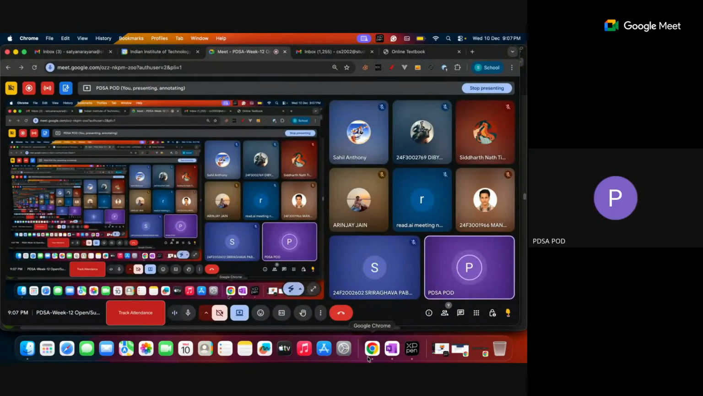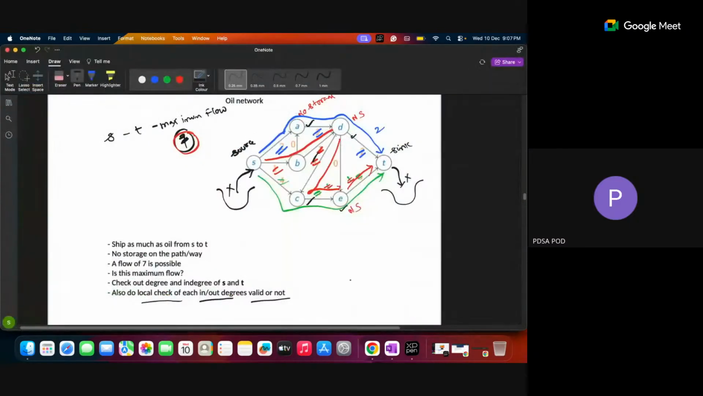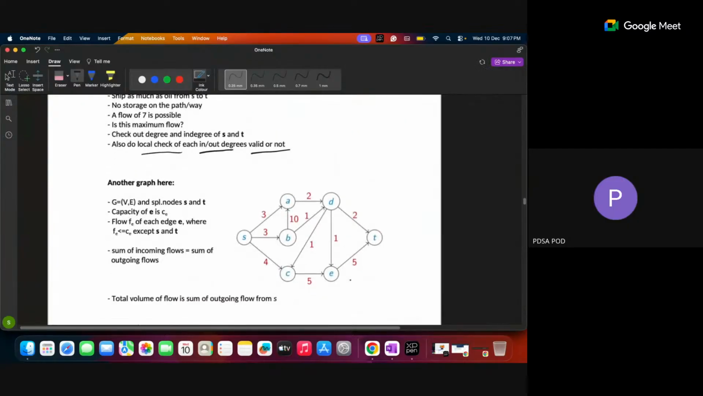If it is clear, we'll go to the next graph, where you cannot estimate directly. This is that one. Based on the incoming and outgoing flow, the outgoing flow of S and the incoming flow of T, we cannot justify that this is the maximum, because we need to check each one carefully. So let us take this graph, which is the same, but the edge weights are changed.